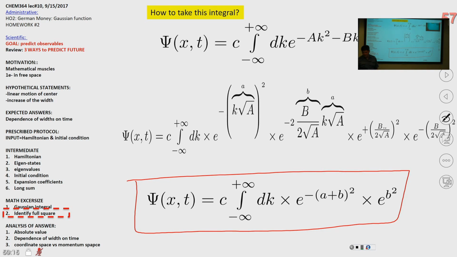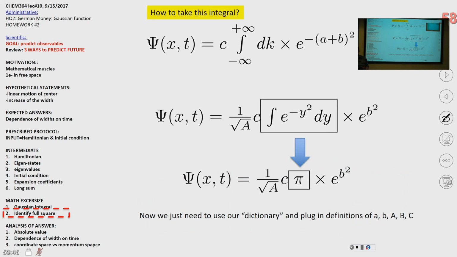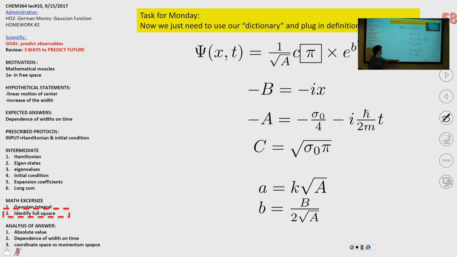So we identify the full square. Then we can change this k variable a little bit to match whatever needs to be done. And then this part, with very simple manipulations, can be converted into square root of pi. Any one of us can do it. It's just boring, two extra minutes. And then it is pi times this price factor. So this price factor is the meat, what gives us the important thing. And if we plug our dictionary into this simple answer, then we will get something interesting to analyze from a scientific point of view.